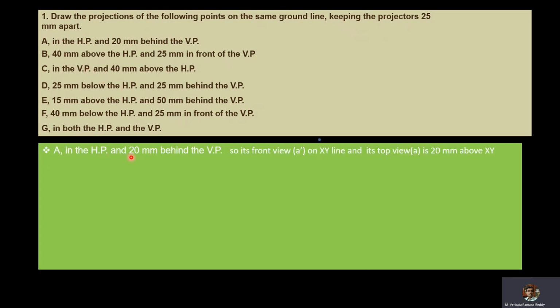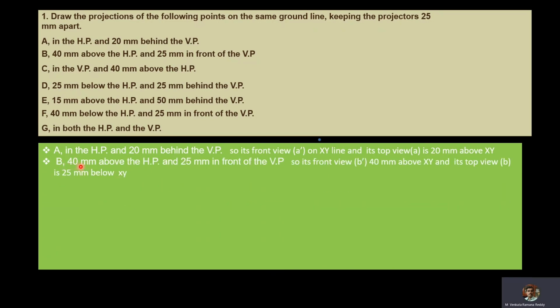In the HP and 20 mm behind the VP. So its front view A dash is on the XY line and top view A is 20 mm above the XY line. As 20 mm behind the VP means in the top view we'll see the horizontal distance, and this horizontal plane is rotated 90 degrees in the clockwise direction. That's why it will come above the XY line.